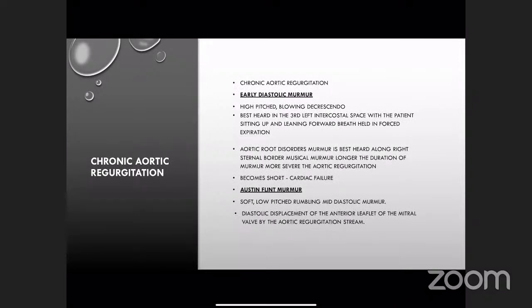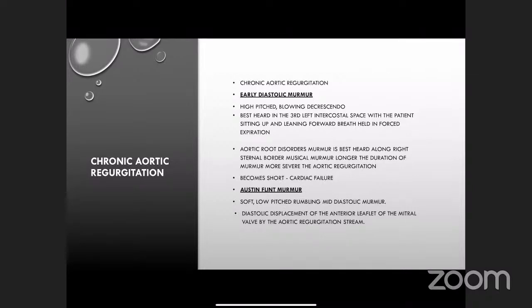So, chronic aortic regurgitation. Early on, we can hear an early diastolic murmur, high-pitched, flowing, decrescendo, best heard in the third left intercostal space with the patient sitting up and leaning forward, breath held in forced expiration. In aortic root disorders, the murmur is best heard along the right sternal border.